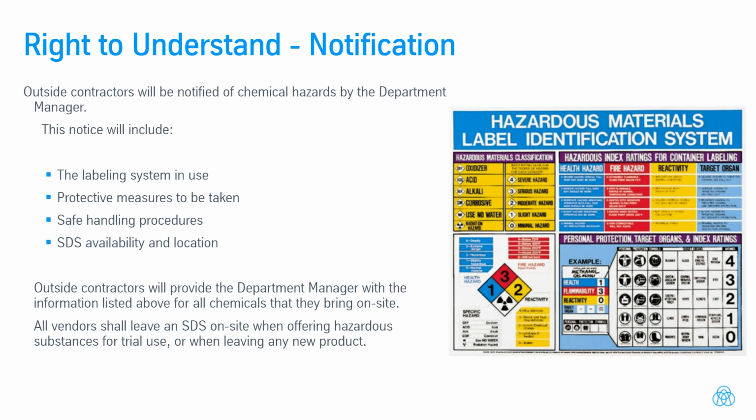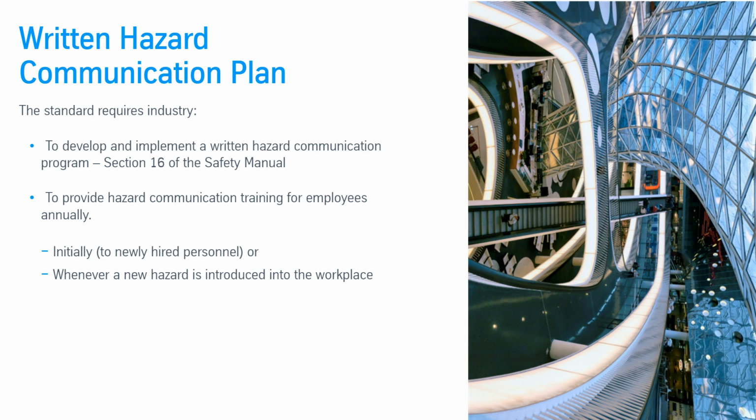Notification. Outside contractors will be notified of chemical hazards by the department manager. This notice will include the labeling system in use, protective measures to be taken, safe handling procedures, SDS availability and location. Outside contractors will provide the department manager with the information listed above for all chemicals that they bring on site. All vendors shall leave an SDS on site when offering hazardous substances for trial use, or when leaving any new product.